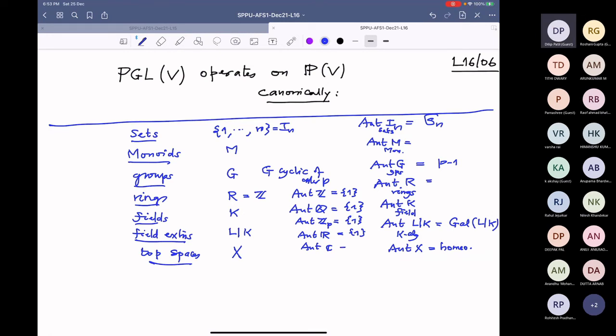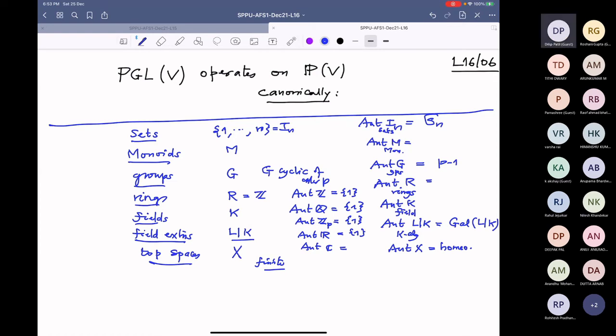Automorphism group of C. It has cardinality more than 2. It is in fact uncountably many. Automorphism group of a finite field extension. If this extension is finite, then you know the Galois group is also finite and it is bounded by the degree of the extension. That is the first theorem one learns in field theory. That is called Kronecker's theorem.